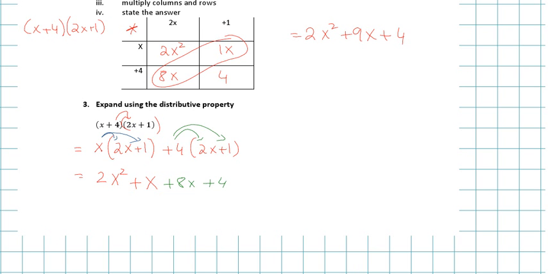Okay, now if I'm going to collect like terms, I don't have any other x squared, so that's going to be 2x squared. x plus 8x, that's 9x, and then plus 4. Again, I'm getting exactly the same answer, no matter what method I'm doing. And you have to remember that at the end, you are collecting like terms. You're simplifying. Not only are you expanding, but you're also simplifying. Are we okay with this?